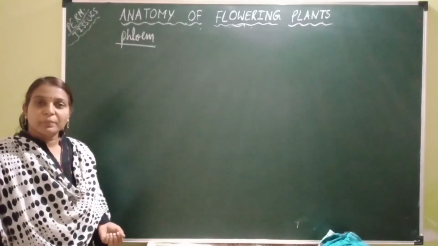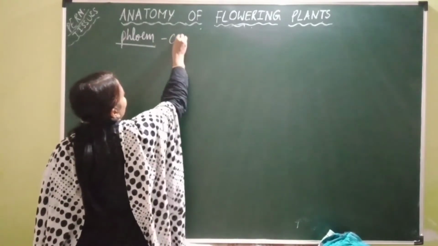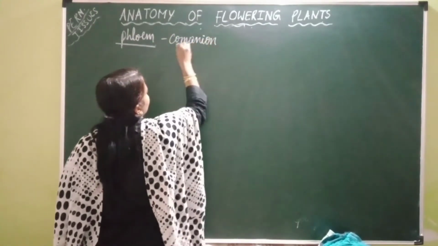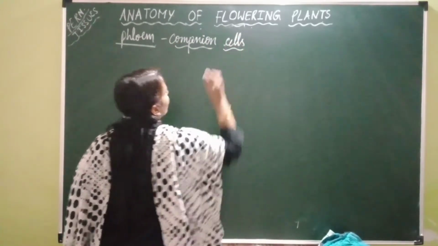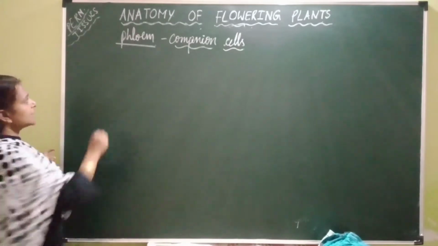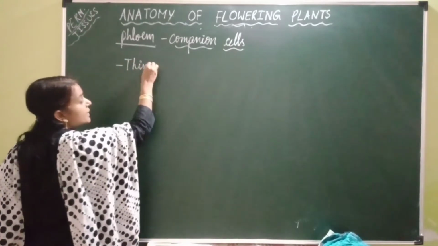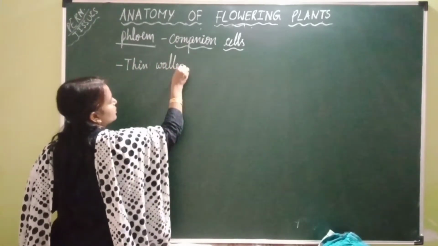Now let's study the companion cells present in phloem. Okay, so these companion cells are the thin wall cells which are present at the sides of sieve tubes. Why are they present at the sides of sieve tubes?